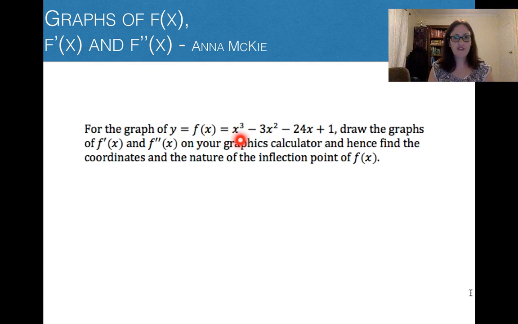So for this graph here, for this function, we need to draw the graphs of f dash and f double dashed on our calculators and hence find the coordinates and the nature of the inflection point. So let's go straight to our graphics calculators.